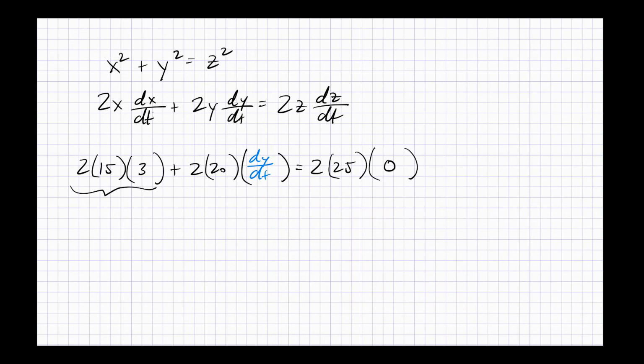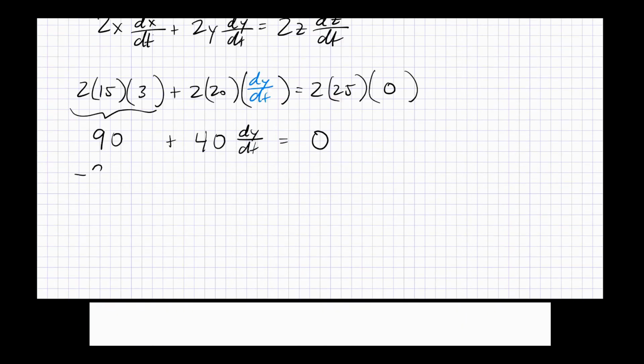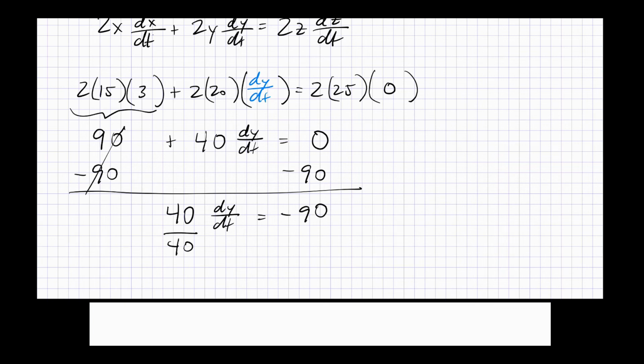All right. So multiply those, I get 90 plus 40 dy dt equals 0. Subtract 90 from both sides. 40 dy dt equals negative 90. Divide by 40. Dy dt equals negative 9 over 4. Negative 9 over 4.